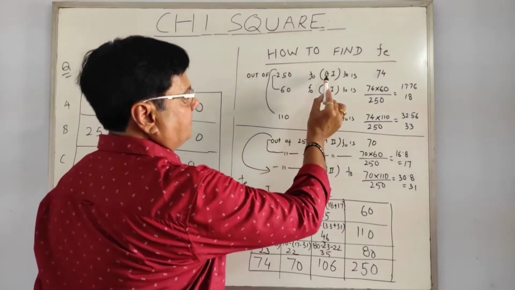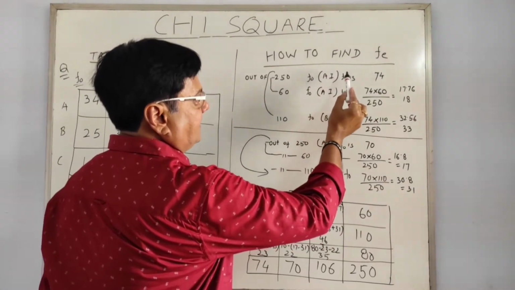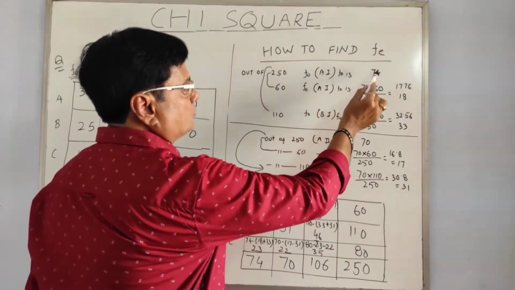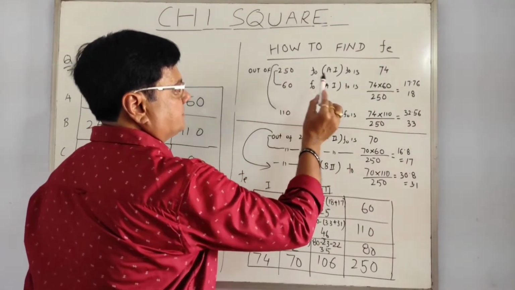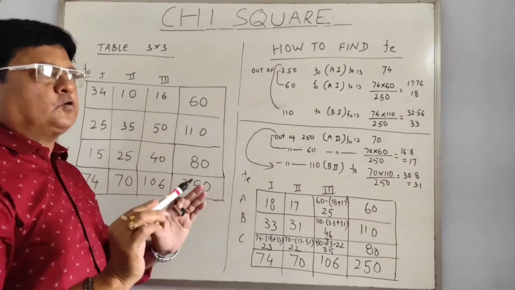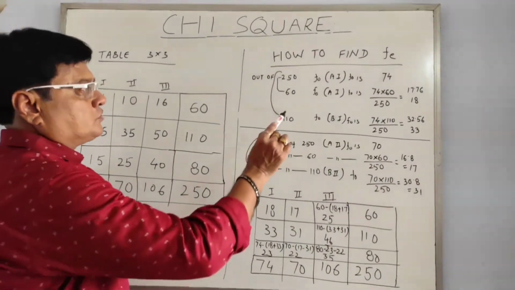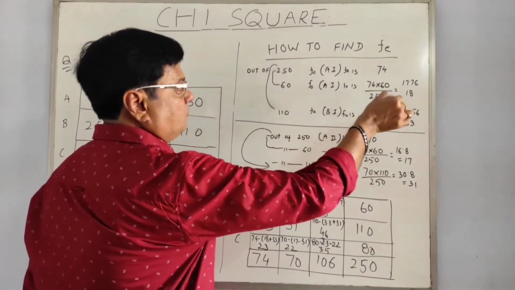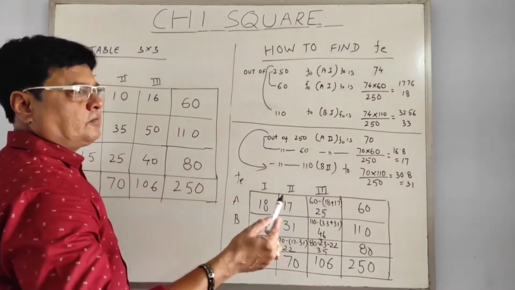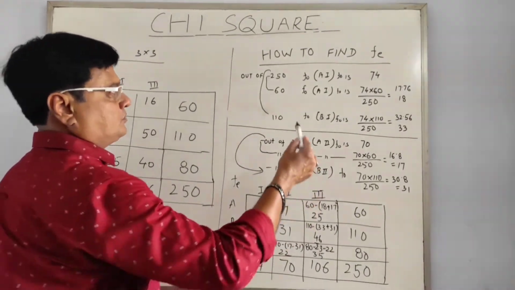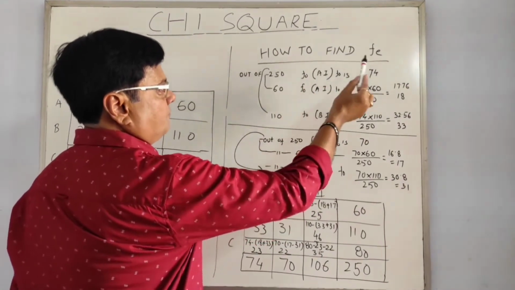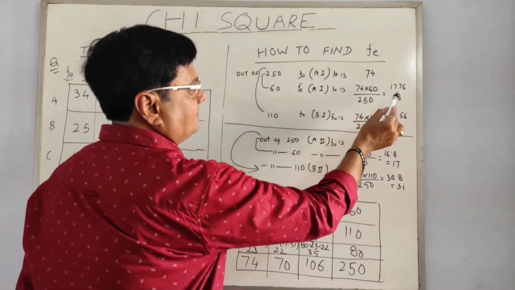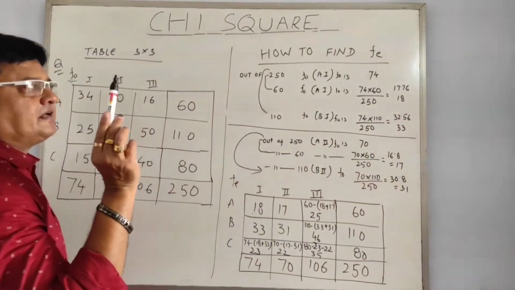Out of 250, in A1 criteria, the FO is 74. So out of 60, what should it be? It should be 74 into 60 by 250. I have given you a simple calculation. So that is away from books actually. On the basis of the proportionate principle, you will be getting these values. Let us come to that. Out of 250 it is 74, so out of 60 it will be 74 into 60 by 250. That is coming to 18. 18 we have written here.